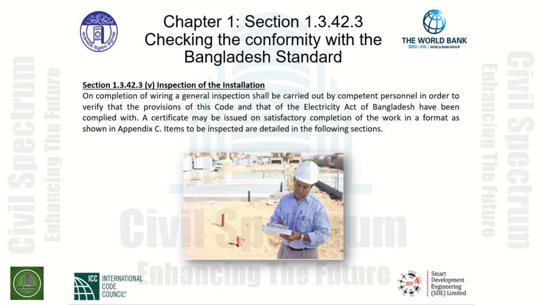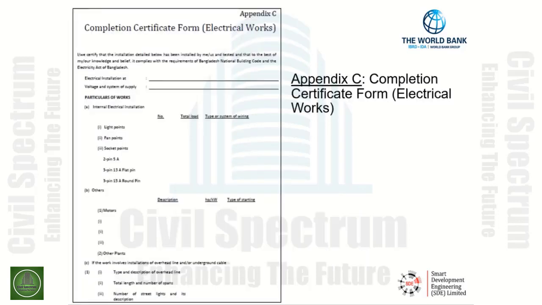We will now take a look at Appendix C and the certificate required by this section. In Appendix C, we have the completion certificate form regarding electrical works. It indicates that this is a certification that the installation detailed below has been installed by the person responsible for installing the work, and indicates several lines that need to be filled out.